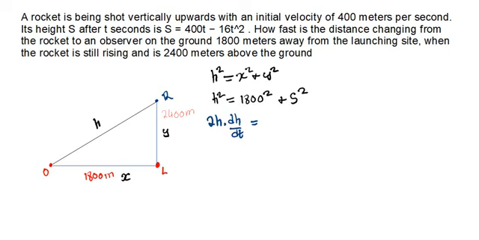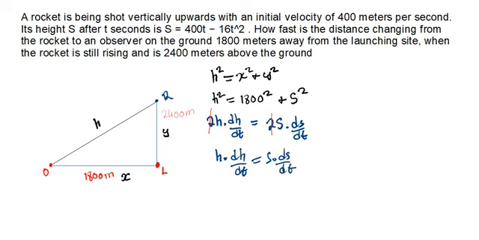Okay, then on the other side you're going to have 2s multiplied by ds/dt. Here we can get rid of the 2, we can cancel it out, it's appearing on both sides. So what we have now is that h dh/dt will be equal to s ds/dt.